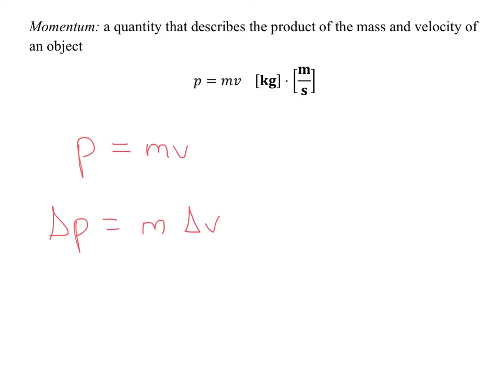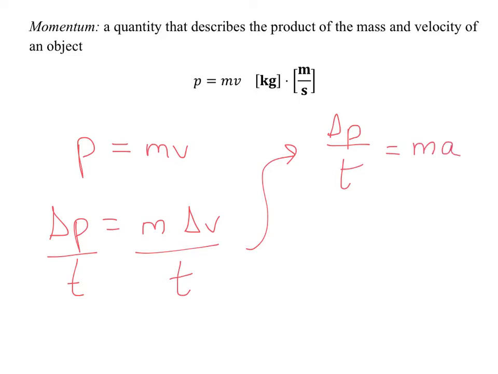Okay? Now, if we divide both sides by the quantity time, and think of these as rates of change, we divide them both by time, which is completely okay. If we do something to one side of the equation, we just have to do it to the other. What we notice is this. We get delta v over t. What's delta v over t defined as? Acceleration. So this becomes delta p over t equals mass times acceleration.